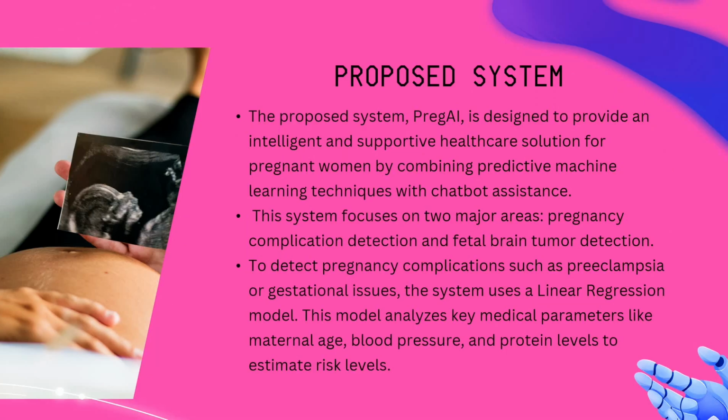In our proposed system, PregAI is designed particularly for pregnant women, which is a very intelligent, supportive healthcare system for pregnant women. It uses predictive machine learning techniques as well as the chatbot. To predict pregnancy complications, you have to give your maternal age, blood pressure, protein level, sugar level, and body temperature. Based on that, it will tell you about pregnancy difficulty you may face during your delivery time. It gives the data in the earlier stages.